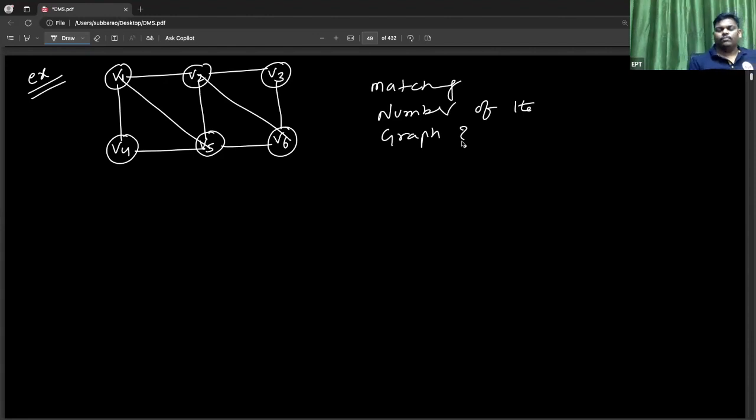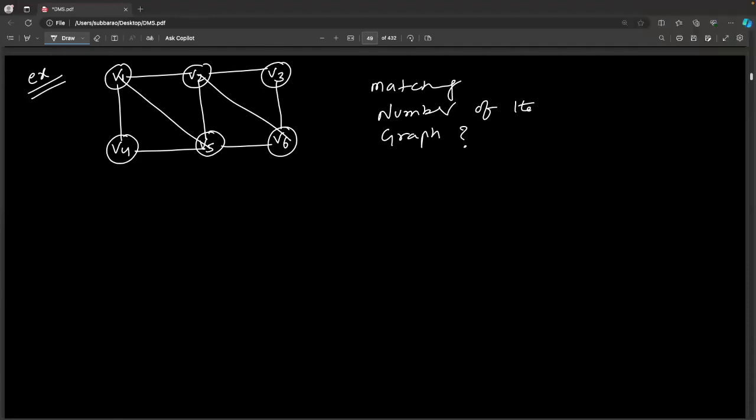This is the graph. I want the matching number of the graph. Whatever you are thinking, give the matching number of the graph. Let's see how many people will give.